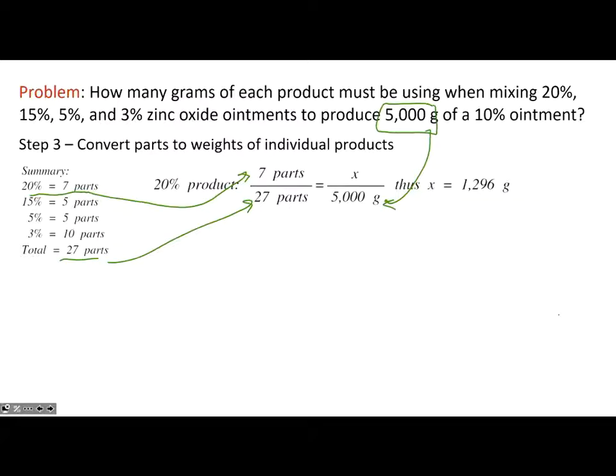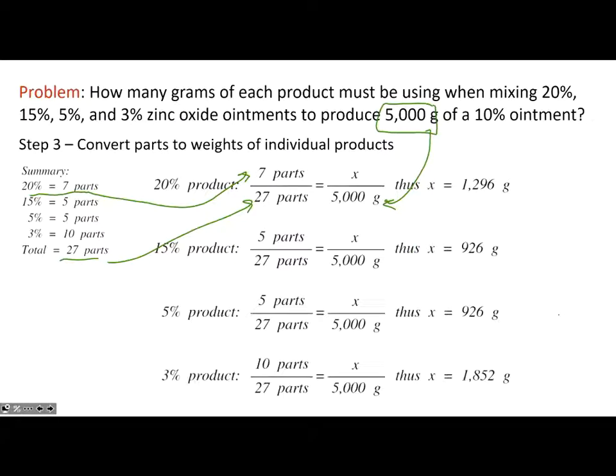Now if I solve for x, I'm solving for the weight equivalent to 7 parts. By doing that, I solve for 1,296 grams. That's the weight of my 20%. Okay? Is that okay? Guess what? We're going to do the same exact thing for every other concentration. So I'll go ahead and set those up here.